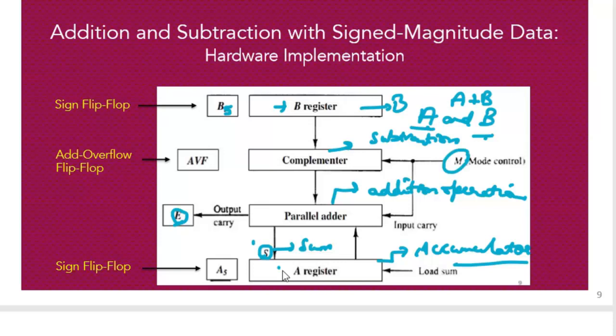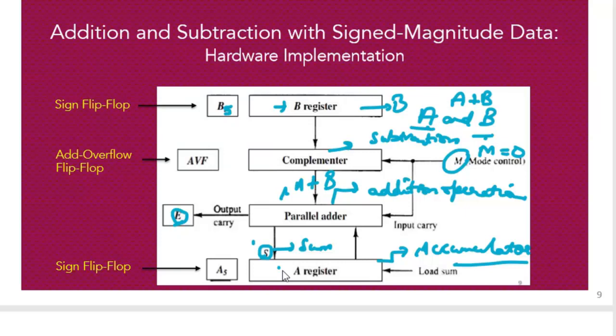The complementer consists of exclusive OR gates, and the parallel adder consists of full adders. The M signal is also applied as an input carry to the parallel adder. When M equals 0, that means when this mode control is equal to 0, the output of B is transferred to the adder and the input carry is 0. So the output of the adder is the sum, that is A plus B.